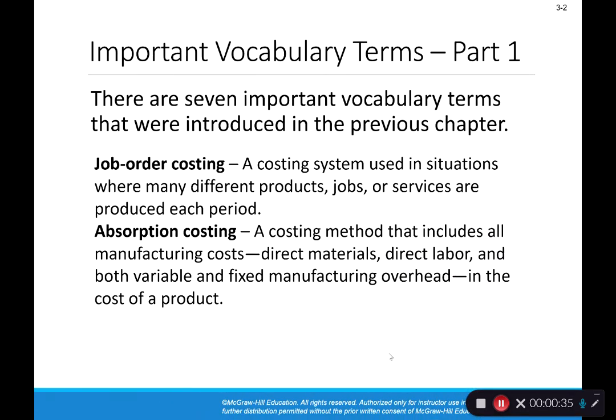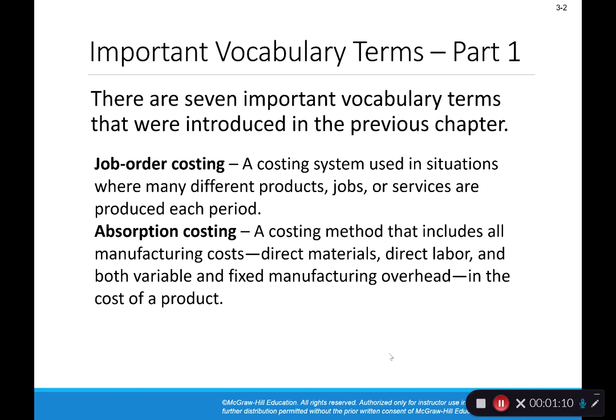So there are 7 important vocabulary terms we need to start out with. They were introduced in Chapter 2. Job order costing is the costing system we use when we make very different products that are not the same, meaning we're not using a production process that involves mass production. Instead, we're making unique products. Absorption costing is the type of costing method where direct materials, direct labor, and all overhead costs, both variable and fixed, are included in the cost of the product.